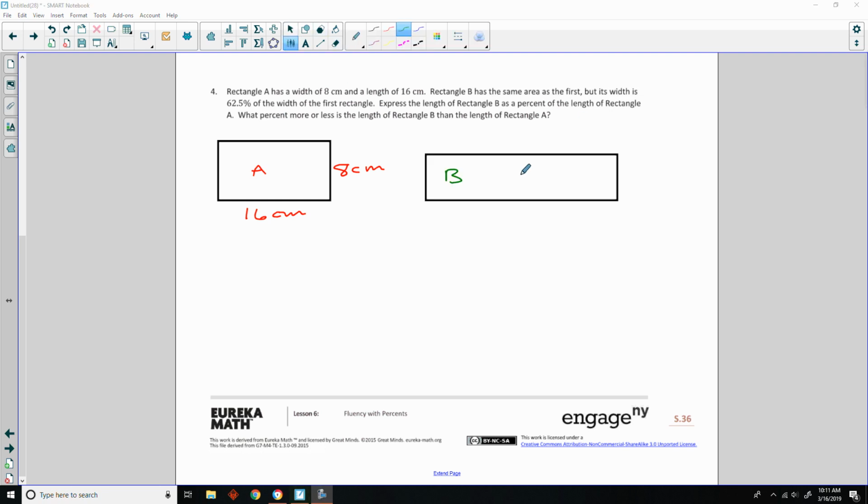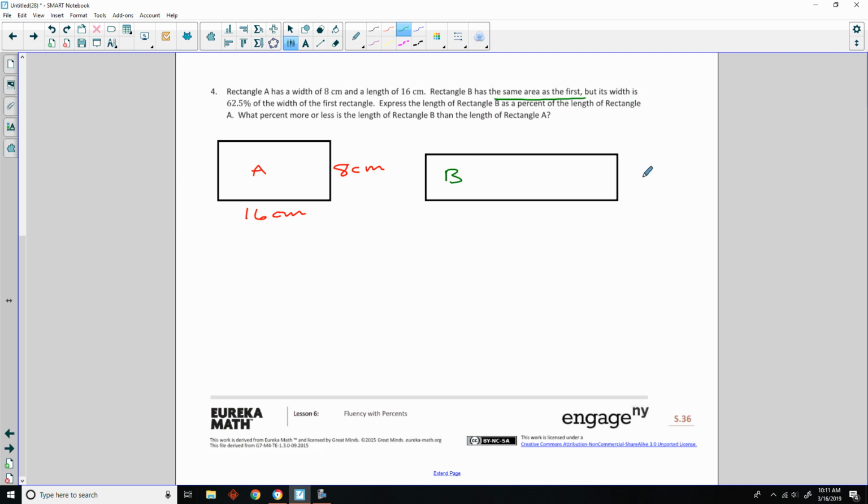So, okay, so I have rectangle B, 62.5% of the width, so we're having a shorter width and obviously a longer length because length times width has to equal the same area. So it says rectangle B has the same area as the first. So 16 times 8 equals some smaller number than 8 times a bigger number than 16 to get the same product. Okay, so it says to express the length of rectangle B as a percent of the length of rectangle A.